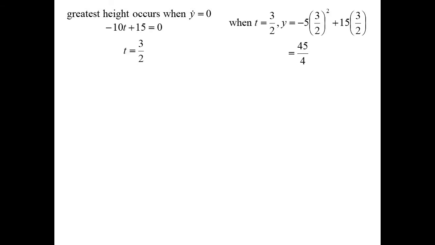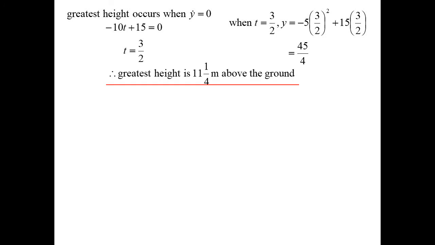Remember, they ask for greatest height. That's going to happen when it stops going up. So the vertical velocity is 0. That gives 1.5 seconds, so 3 on 2. Sub that into the vertical displacement, and we get 45 on 4. So we know that the highest it is above the ground is 11.25 meters.